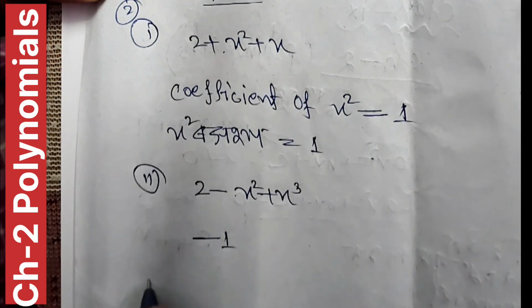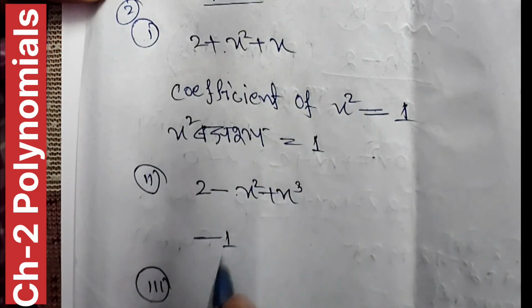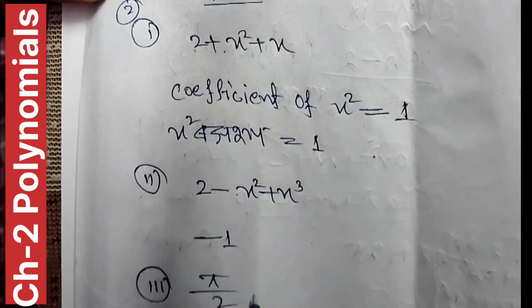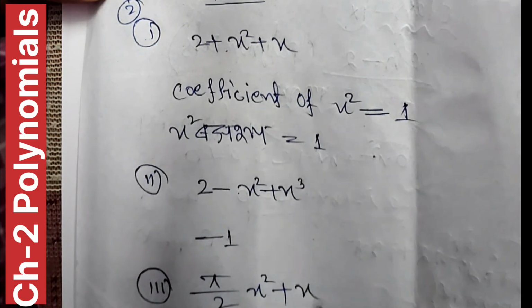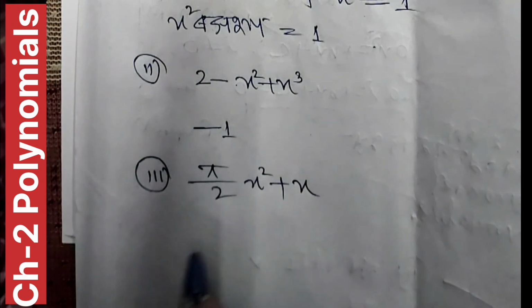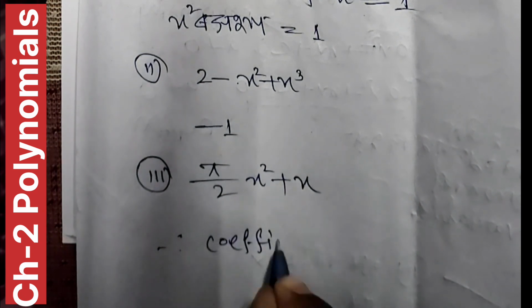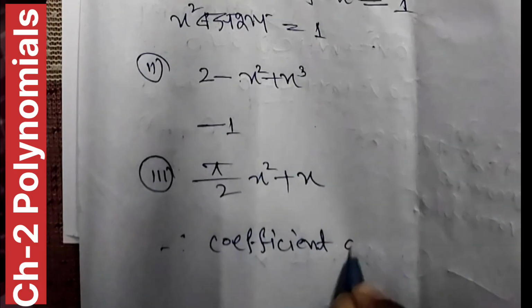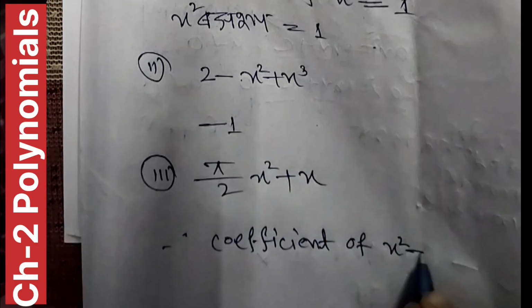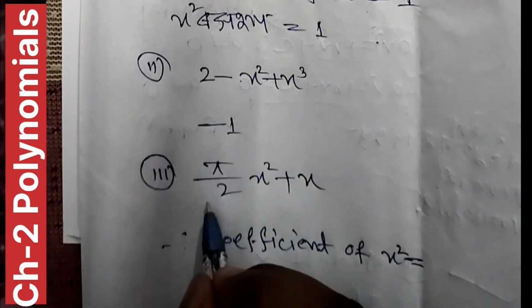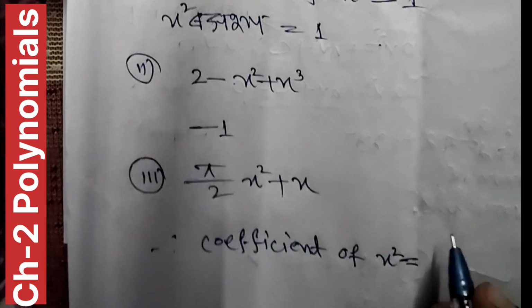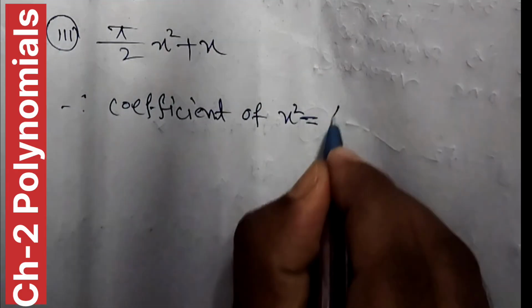And the third, pi by 2 x square plus x. Therefore, coefficient of x square. So see, x square is multiplied with pi by 2. Therefore, the coefficient of x square is also pi by 2. Okay.